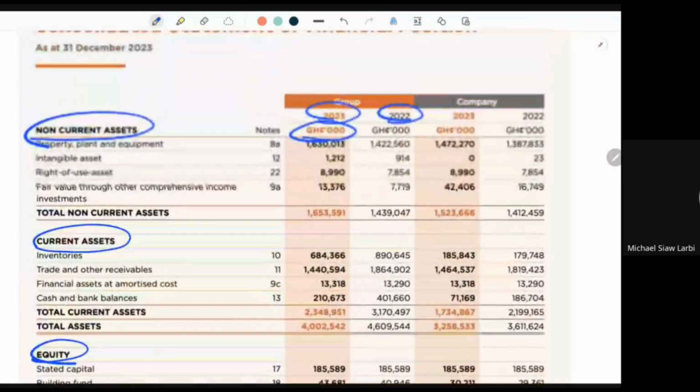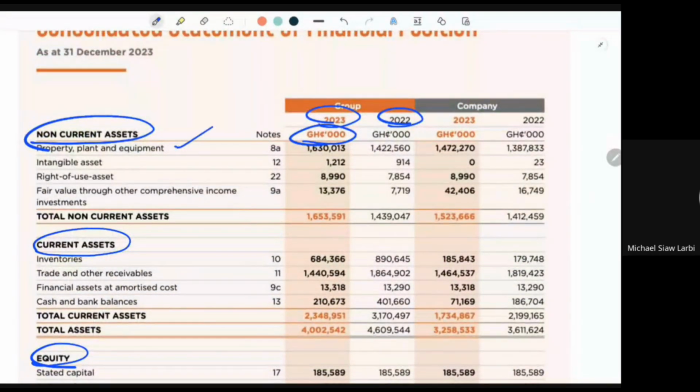So looking at Goil, they have property, plant, and equipment, intangible assets, right of use asset. These are for leases. Maybe they lease some of their stations. Remember, I told you that when we're defining asset, I said either things you own or you control. So they may not own the station legally, but they have control over it, right? Then some investment that they have that will last for more than a year would also be stated here.